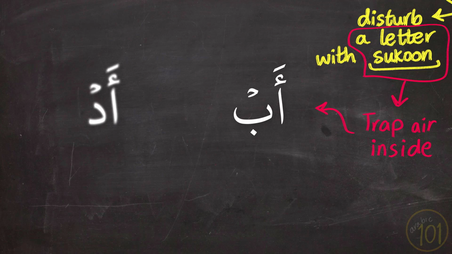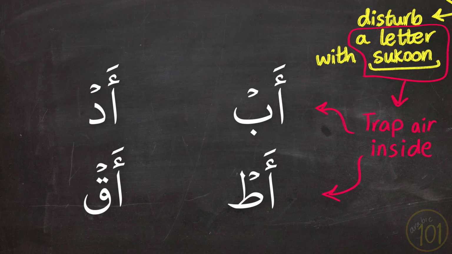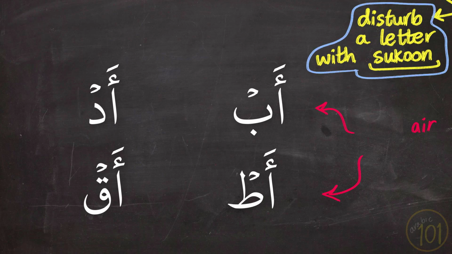Ab, ad, ad, ab, or between these two. Up, up, up, up. There is essentially no difference between these two letters when you apply sukoon and you trap the air inside. And this is exactly the problem, and this is the reason why we need Qalqalah, which is to disturb these letters. And you do that by simply releasing the air trapped inside. And when you do that, they should sound like this.